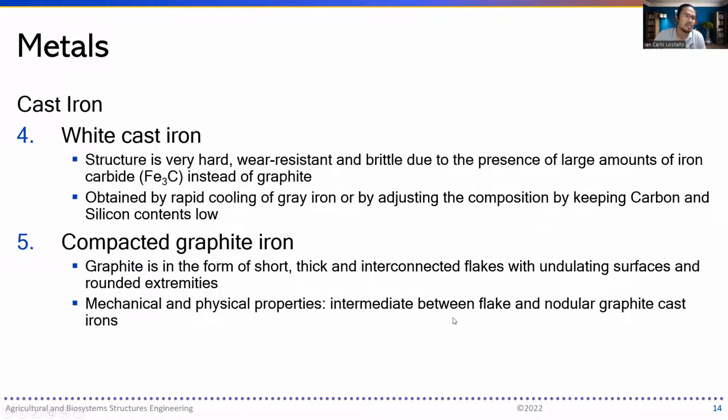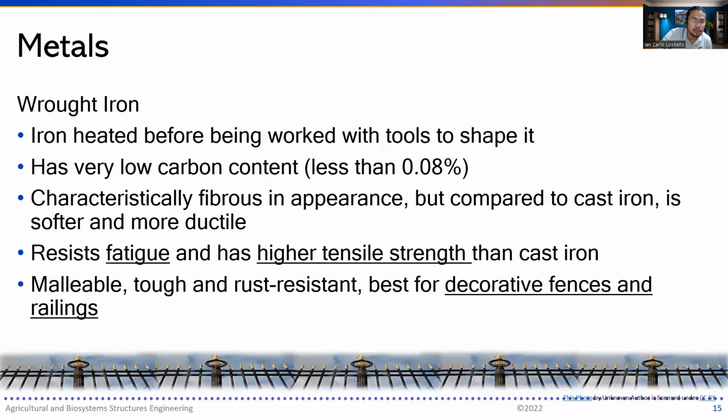Your white cast iron, this one's very hard, wear resistant, but brittle because of the presence of large amounts of iron carbide instead of graphite, and is obtained by rapid cooling of gray iron or by adjusting composition by keeping carbon and silicon contents low. There's also compacted graphite iron, in the form of short, thick, and interconnected flakes with undulating surfaces and rounded extremities. Its mechanical and physical properties are intermediate between flake and nodular graphite cast irons.